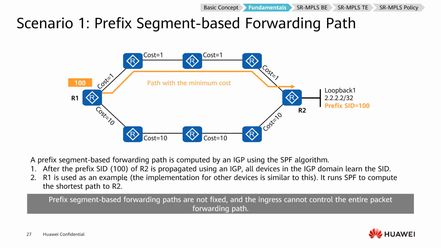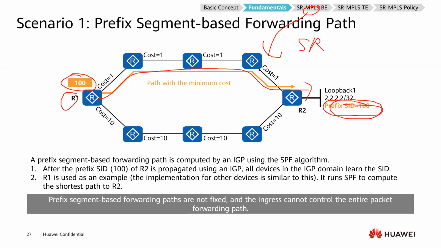Okay, so there are some scenarios. First, a prefix-segment-based forwarding path, which means I only define the prefix SID. So R1, based only on the prefix SID, has only one outgoing label, then does the forwarding out to R2, and R2 will receive it. This is actually what we call SR-BE. This is how SR-BE does the forwarding.